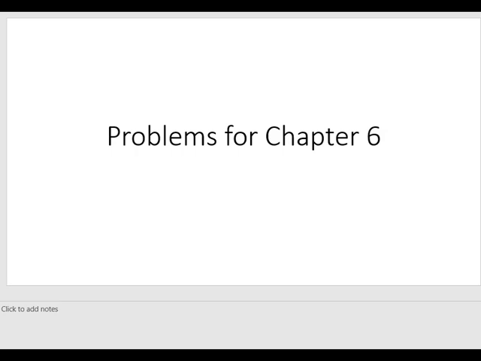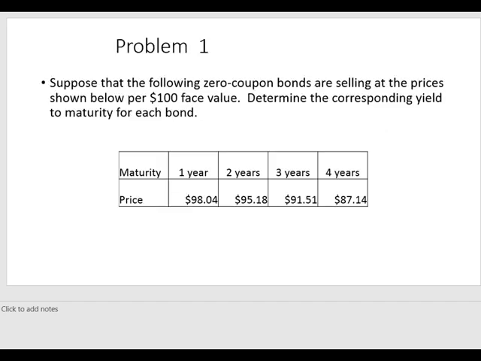Okay, let's look at some problems for chapter 6. The first problem is really very simple, just trying to identify yield to maturity from prices. What we have here is 4 different bonds, and here are some dollar prices of these bonds. They are $100 face value bonds.